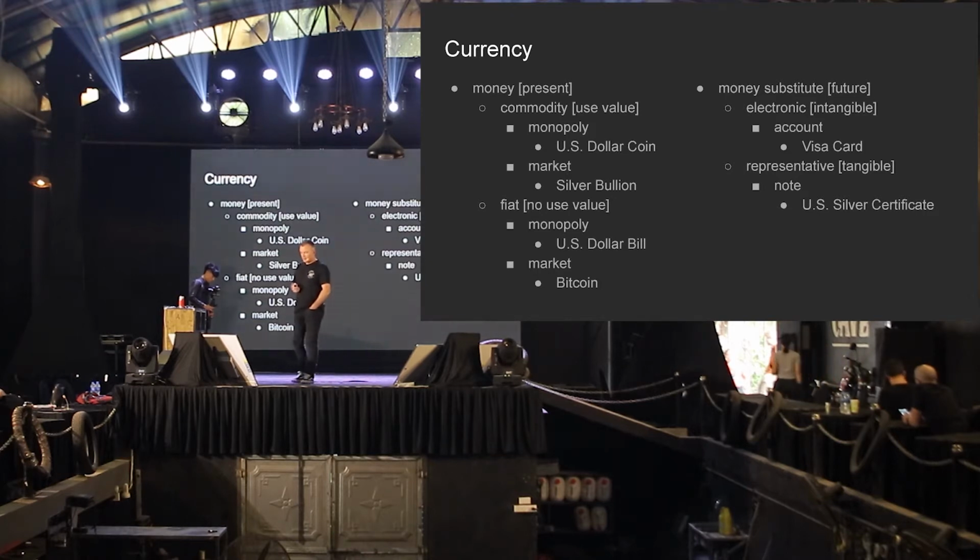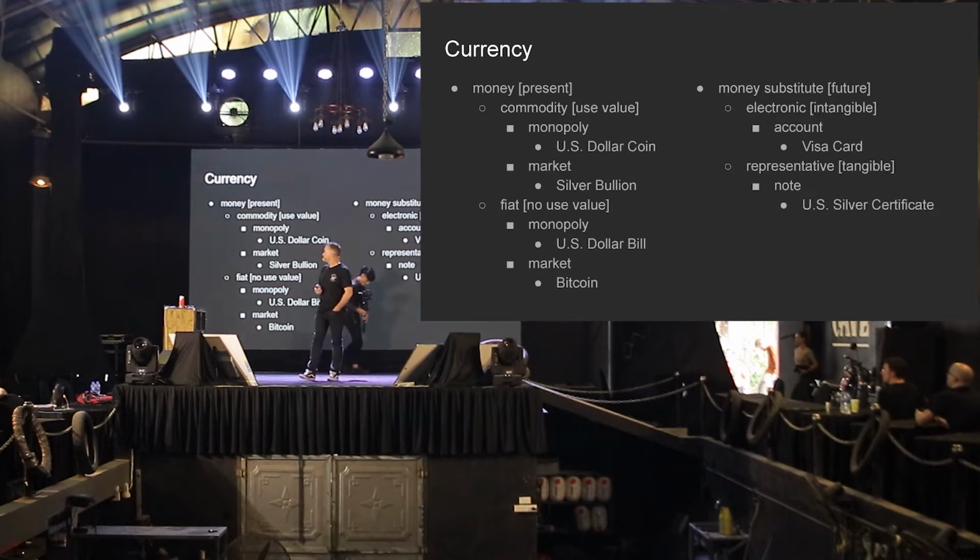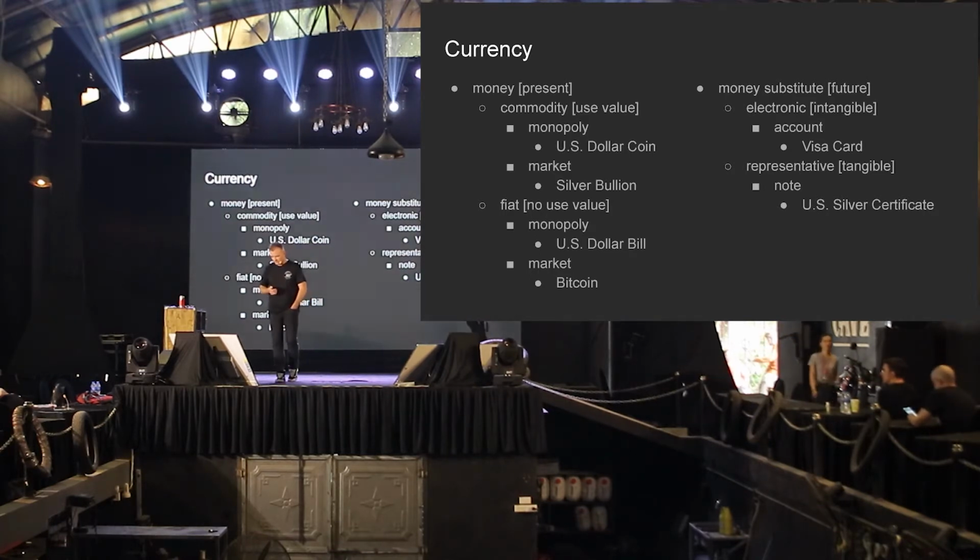There's no pure fiat, at least none that we know of, because Bitcoin can be used for time stamping, and dollars make good soda straws. But again, this is a theoretical definition. We consider fiat defined as not having use value.